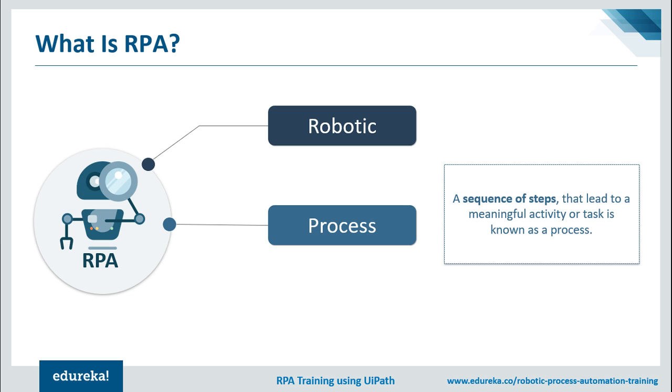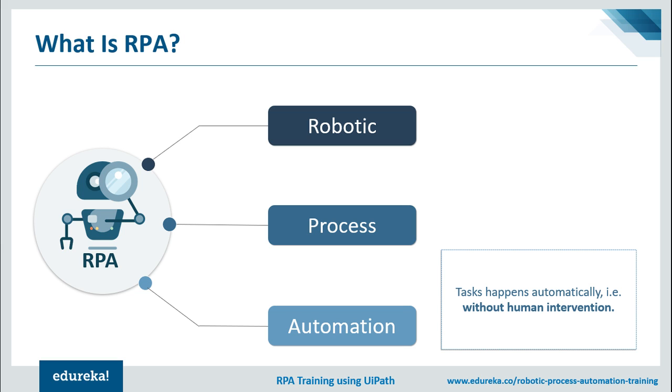Coming to the third keyword, that is automation. Automation basically means that any entity performs tasks without any human intervention. When I say without any human intervention, I mean that no human being is involved in automating the task. They don't review the task, or monitor the task, or do anything, right? Any task that happens without any human intervention is said to be automation.